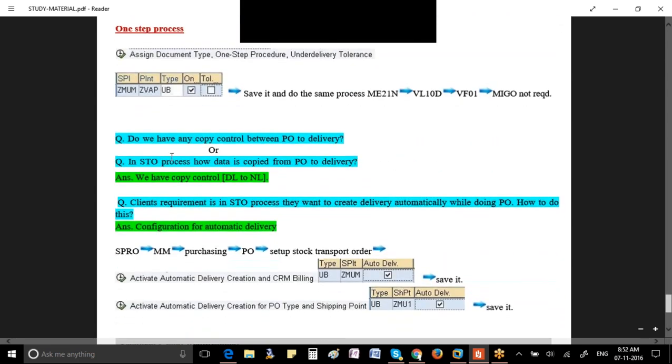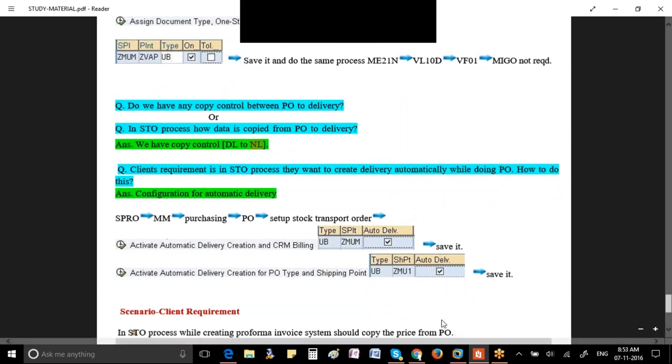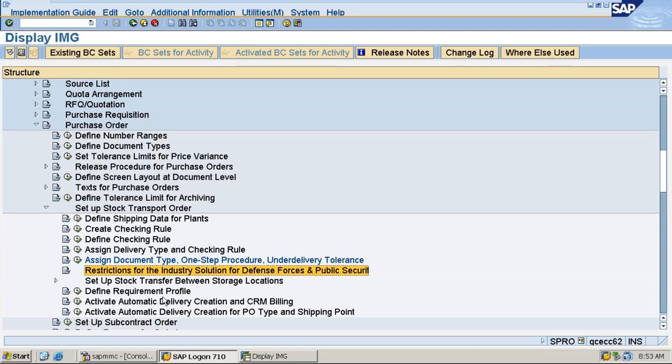Some important questions. Do we have copy controls in the STO process from PO to delivery? Yes, we have. That is default order type DL, delivery type NL. When the client requirement in the STO process is to create the delivery automatically while doing the PO, how to do that? You need to do the configuration for automatic delivery; you should activate that, along with the CRM billing. So activate automatic delivery creation and CRM billing.